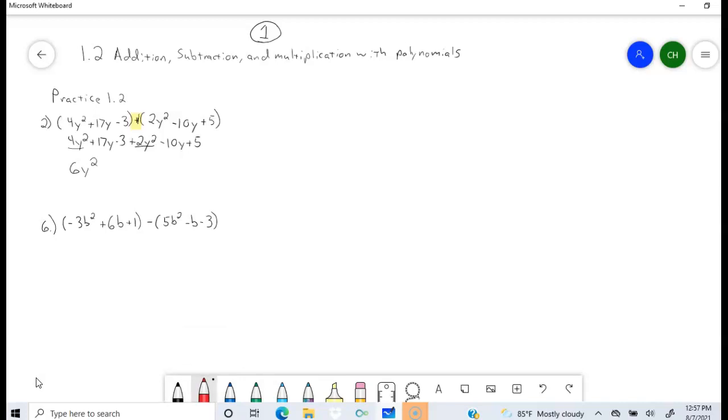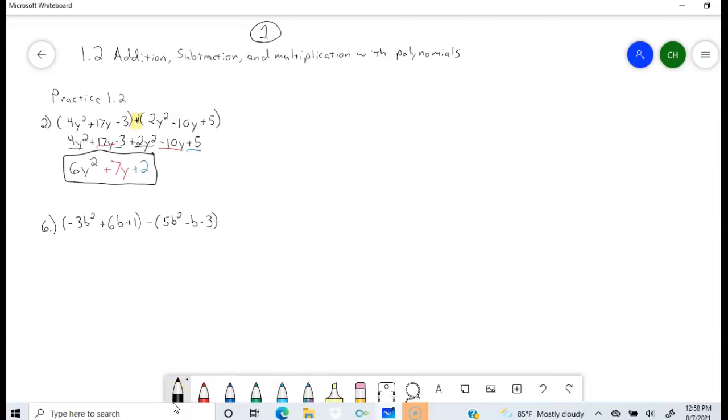Then I've got 17y minus 10y. If I have 17 y's and I take away 10 of them, I'm left with 7y. And I've got minus 3 plus 5. Negative 3 plus 5 is positive 2. And that is my solution.